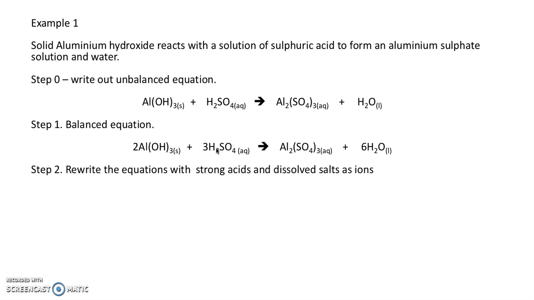So once you've done this, then you're going to identify the strong acids and the dissolved salts and rewrite those as ions. So here we have an ionic compound, but it is a solid, so we're going to keep that as a solid when we rewrite our equation. It's not written as ions. Here we have sulfuric acid, so that will be rewritten as ions. Here we have a dissolved salt, so this will be rewritten as ions. And here we have water, which is a covalent molecule. It does not contain ions, so do not draw it as ions.